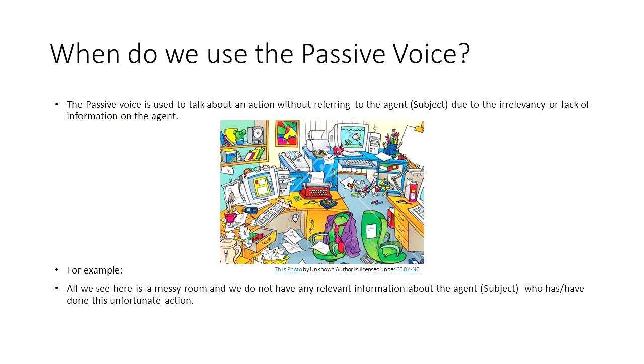When we look at the picture here as an example, what do we see? We see a messy room and we don't have any relevant information about the agent or subject who has or have done this unfortunate action. So, describing this picture, the use of past simple passive voice would be the best option for us. The mess was made.